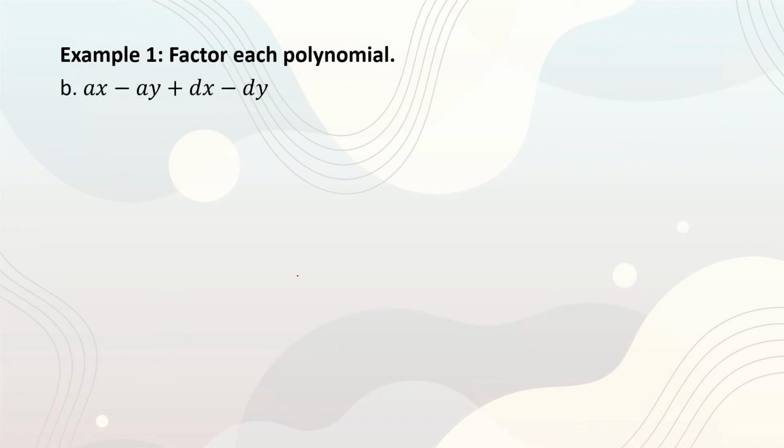Now let's have another example. We have here ax minus ay plus dx minus dy. So again, there are four terms in here. So you will take advantage of the terms with common factors. So you might be thinking of grouping together ax and ay, and grouping together dx minus dy, because they have a common factor d.